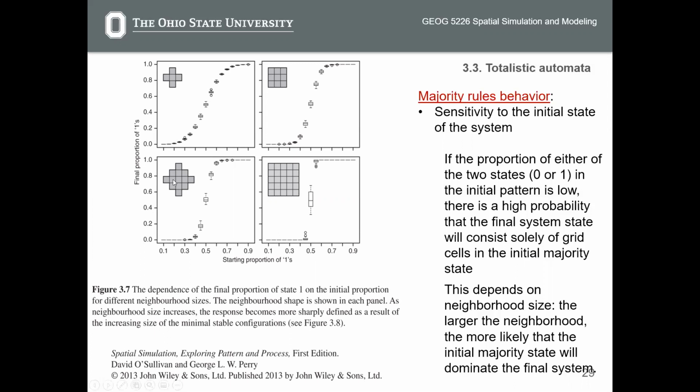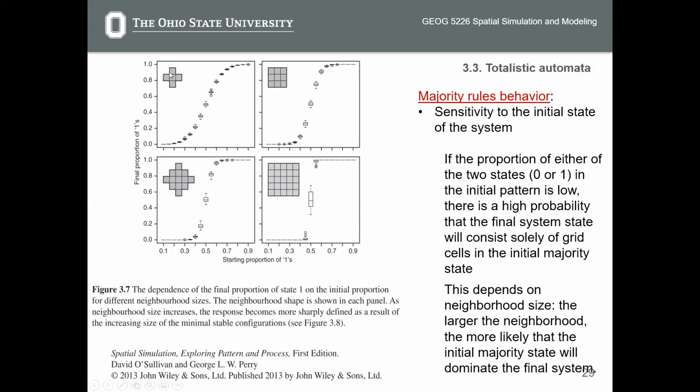Okay, so here we have four figures showing bar plots or bar charts. So here, in the first figure, the horizontal axis is for starting proportion of ones from 0.1 to 0.9. And the vertical axis is for the final proportion of ones when the whole system arrives at a stable state.